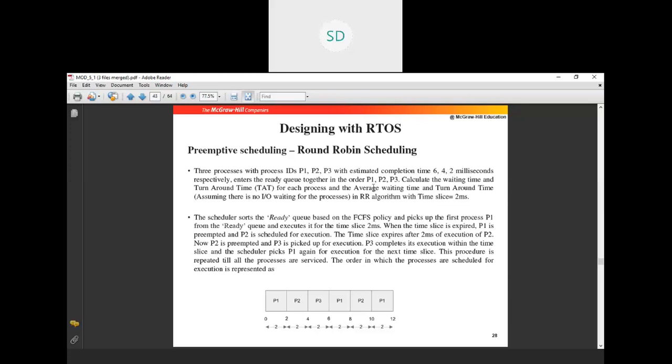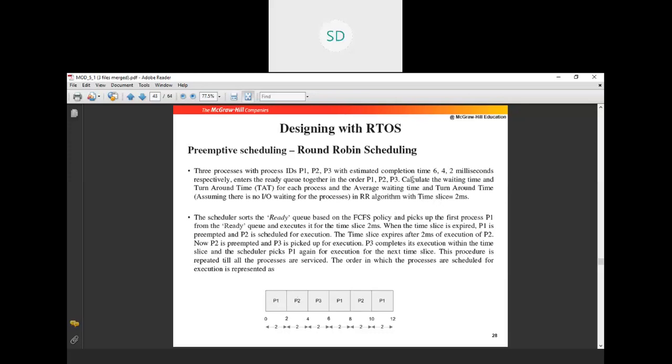We'll assume that the RR algorithm uses a time slice of 2 milliseconds. So what happens first? In this particular example, the scheduler will first pick P1. P1 will be picked at the 0th interval. It executes for 2 milliseconds because the time slice is 2 milliseconds. So P1 executes for 2 milliseconds.